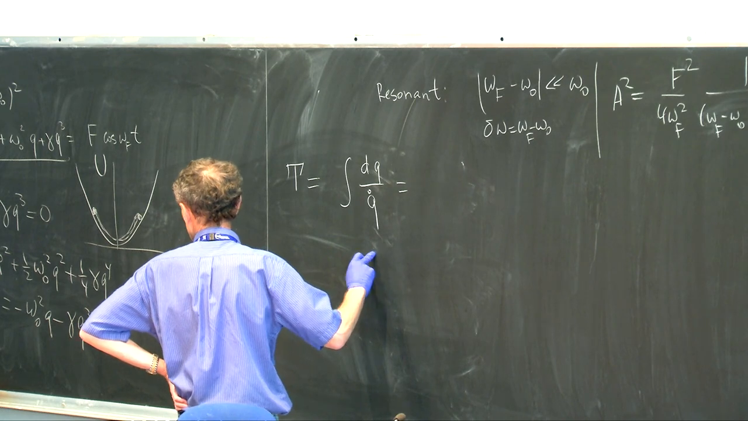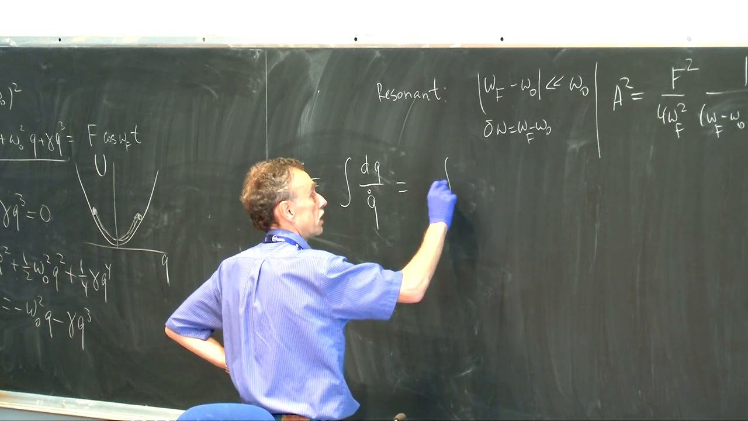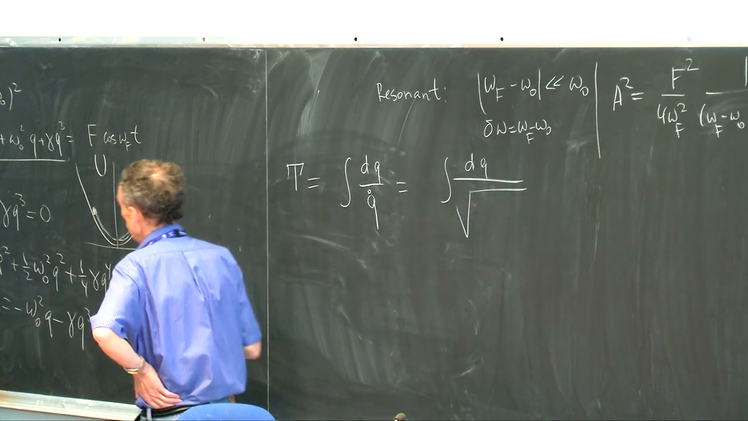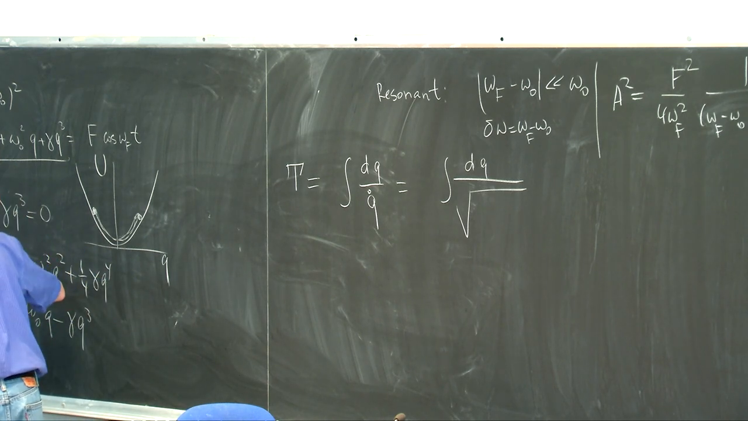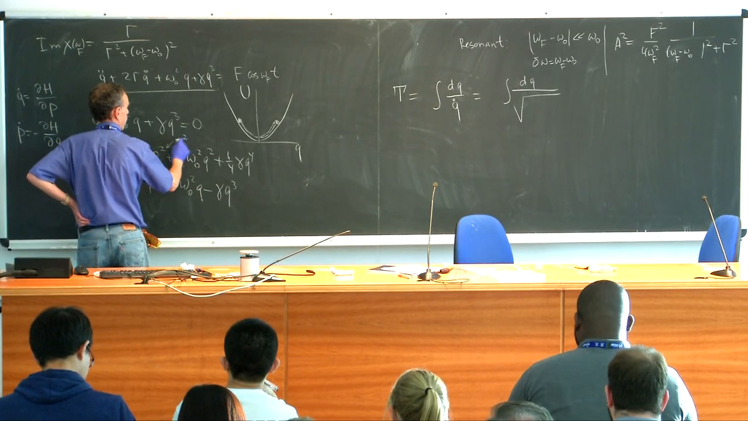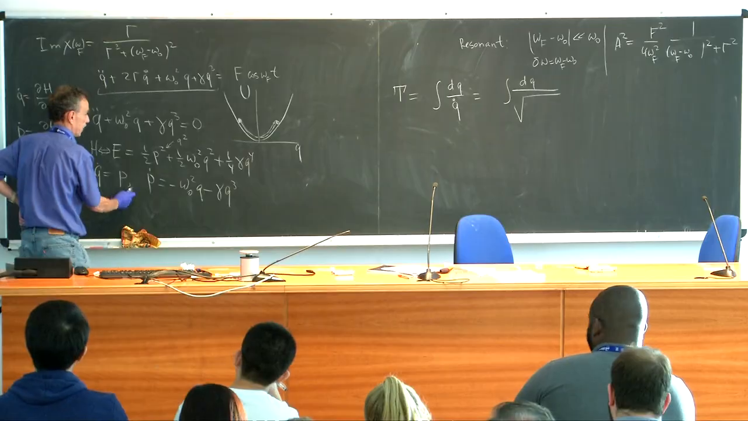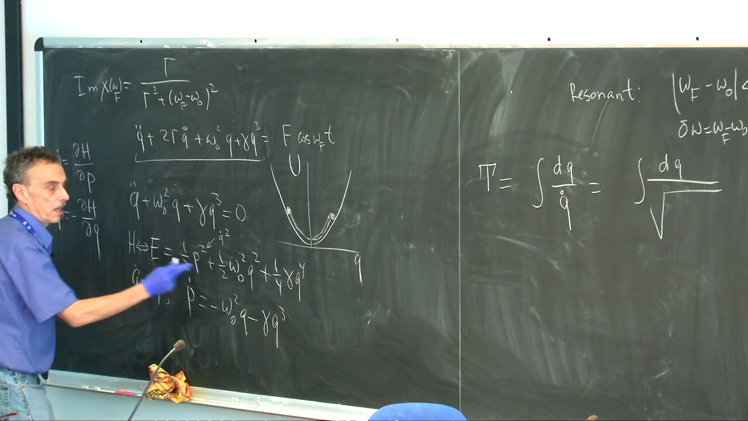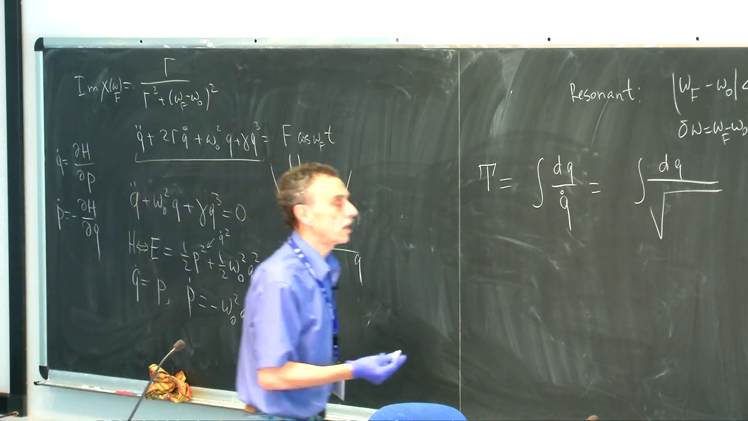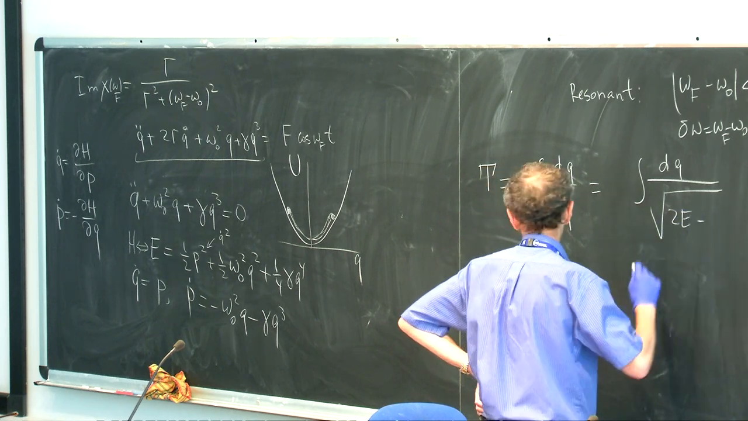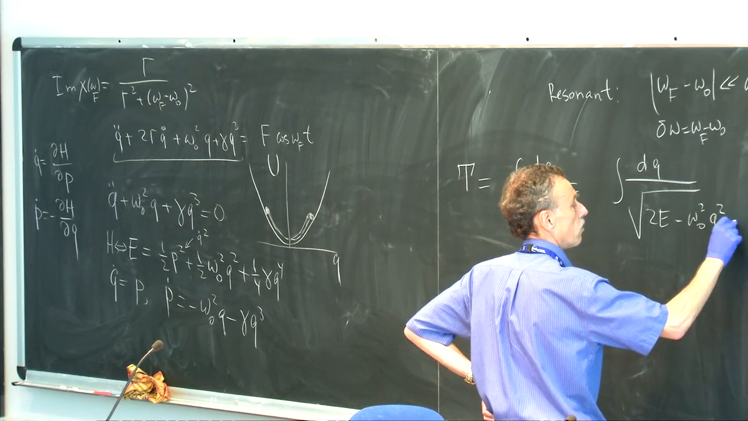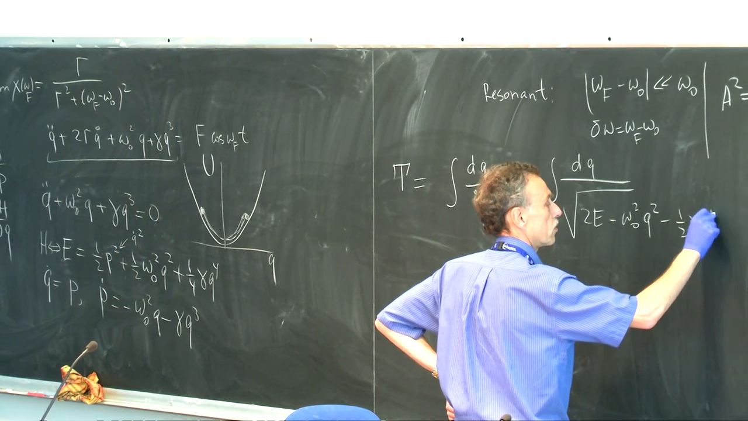And now I will plug this in. It is the integral dq over the square root of, so I want to express q dot. From this equation, I understand that this is q dot squared, right? P is q dot. So I can express this q dot in terms of energy and this part. So let's see if I get it right: 2E minus omega naught squared q squared minus 1/2 gamma q to the fourth.